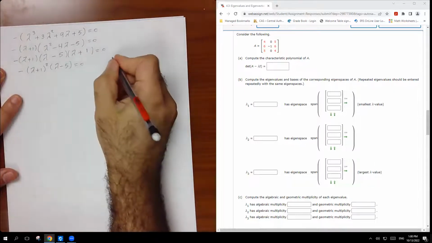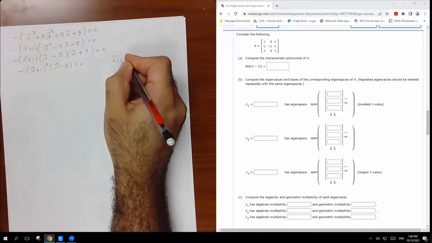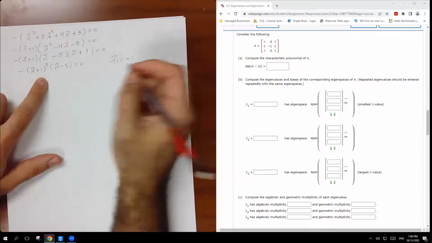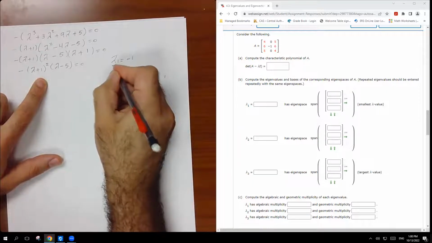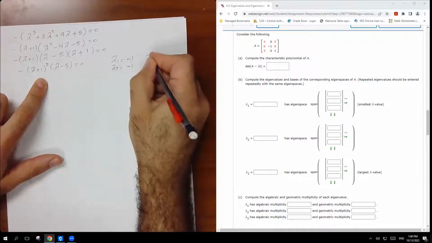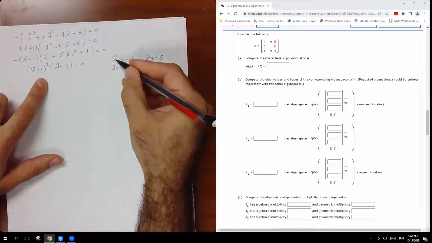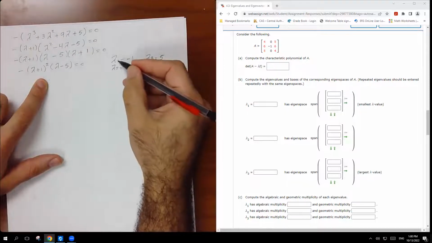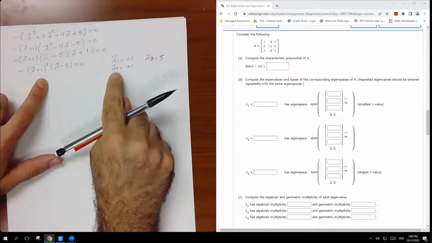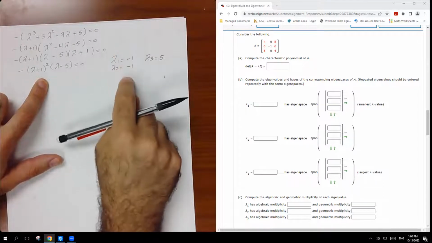That means we have lambda 1 equal negative 1, and lambda 2 equal negative 1 also, and lambda 3 is going to be equal 5. Check, here is lambda 1, lambda 2. This is going to be even multiplicity, because we have exactly the same number. So even, and this is odd.